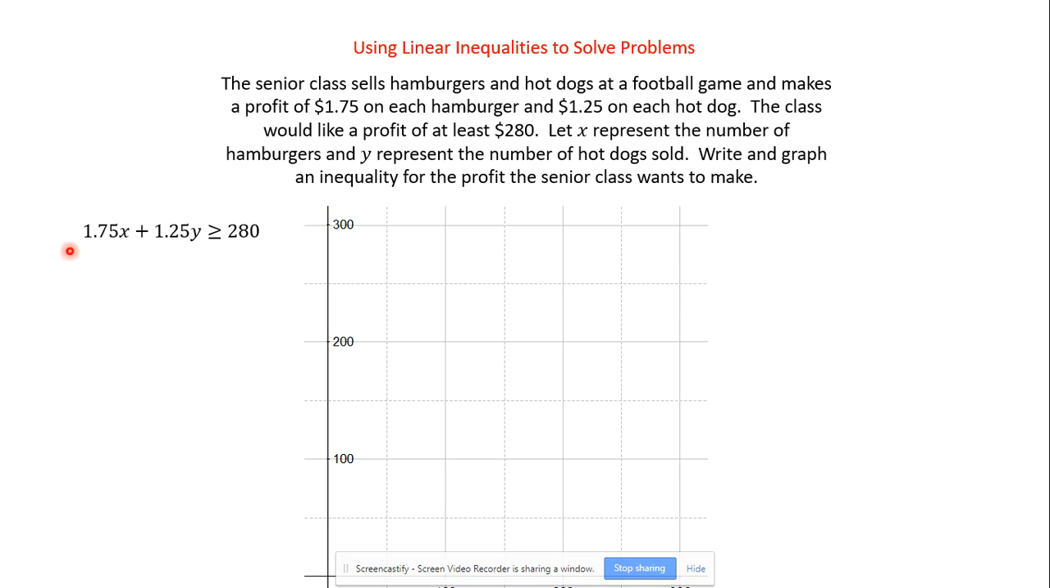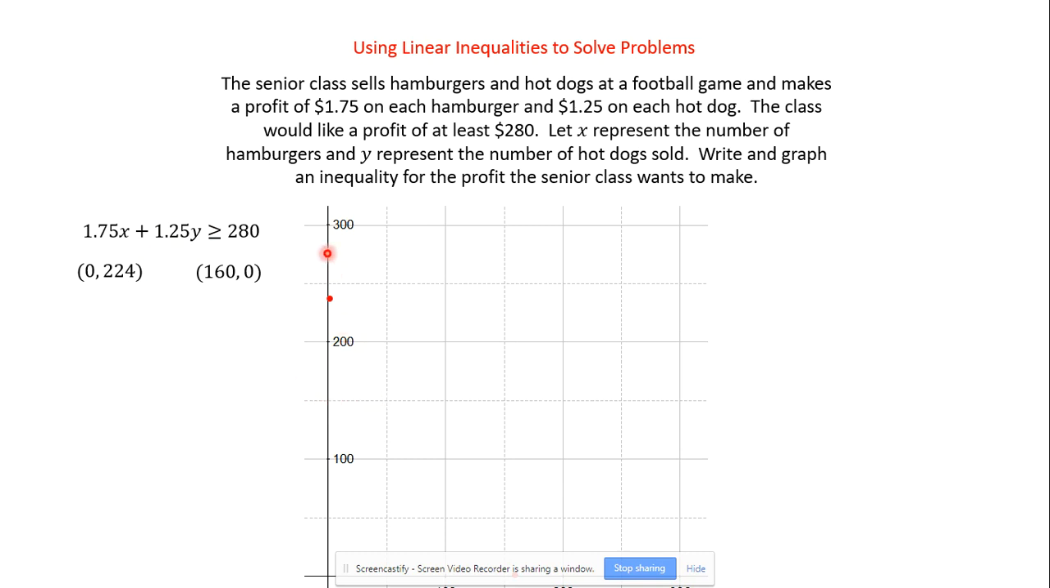And so setting them up in general or standard form for this type of question is a lot easier than trying to find a slope and doing that kind of thing. From here, we can find some intercepts. If x equals 0, y equals 224, because we can divide by 1.25. And if y equals 0, x equals 160, because we'll divide by 1.75. We can graph those 2 points.